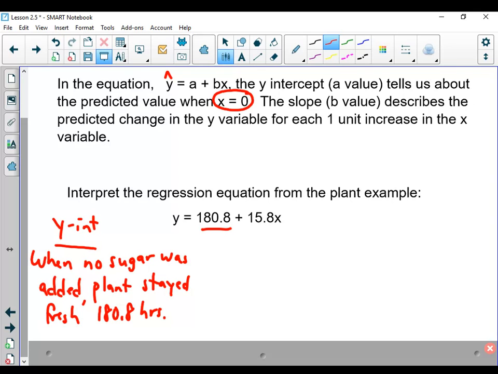So when they ask you to interpret it, and you start talking about the y-intercept, there's two things I want you to tell me about. It's always going to be x equals 0, but tell me what x represented. So I have 0 amount of whatever, in this case sugar. And then tell me what the output tells me, or what the y-intercept itself is. In this case, it was how long it stayed fresh.